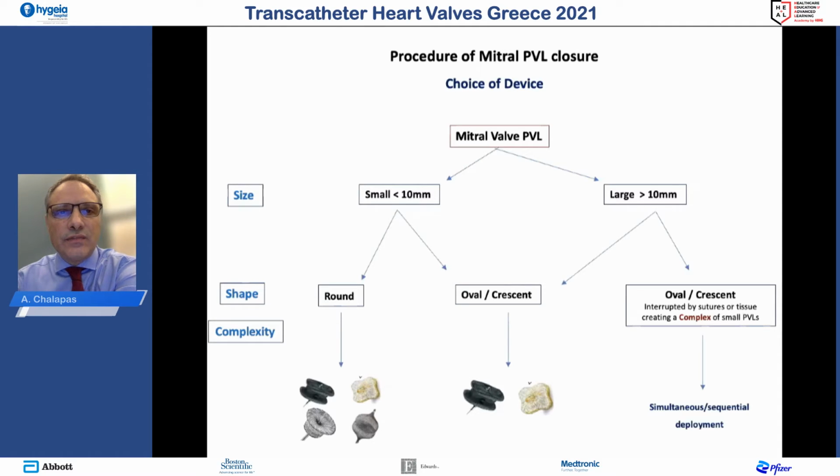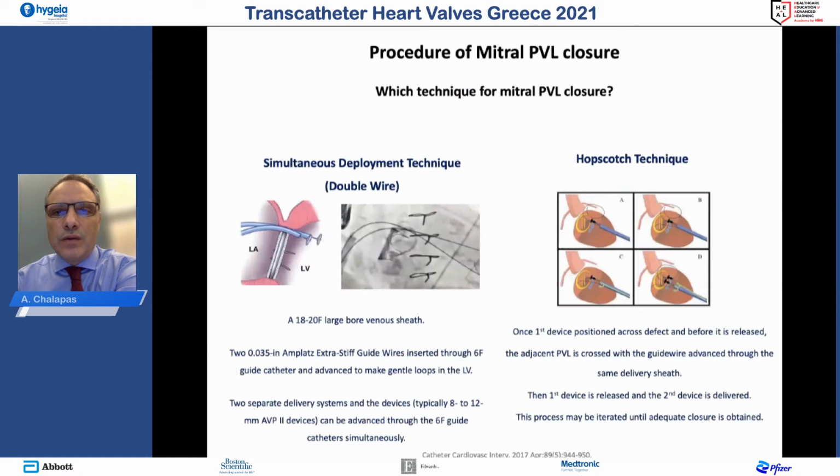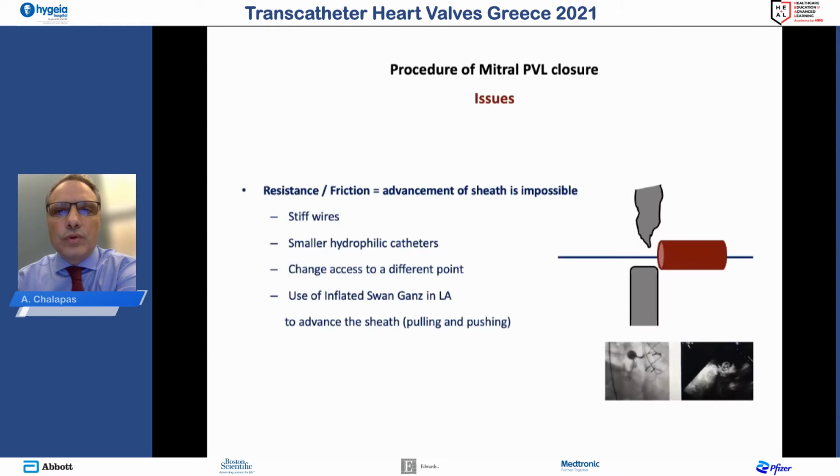So it is the size, if it is small or large, the shape, if it is round, oval or crescent in shape, and of course the complexity. We can see that in most of the cases, the AVP3 and the Occlutech rectangular device can be the more appropriate. And in cases where we have large, complex defects interrupted by sutures or tissue creating small PVLs, we can use different techniques in order to apply more than one device, either at the same time, like the double wire technique, or subsequently, like the hopscotch technique.